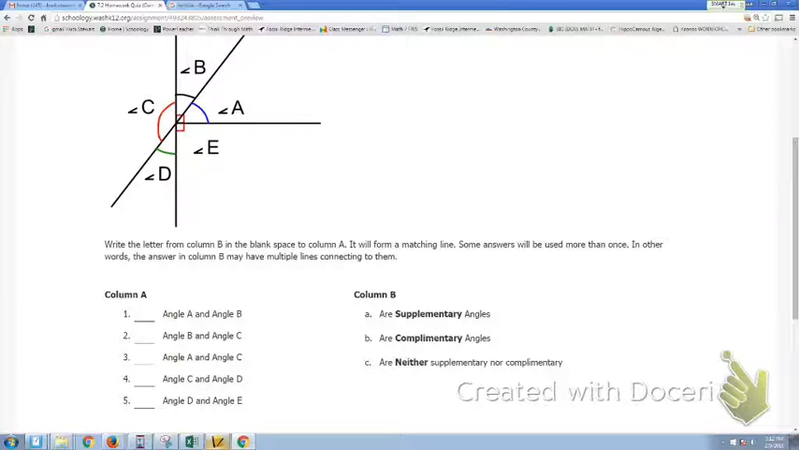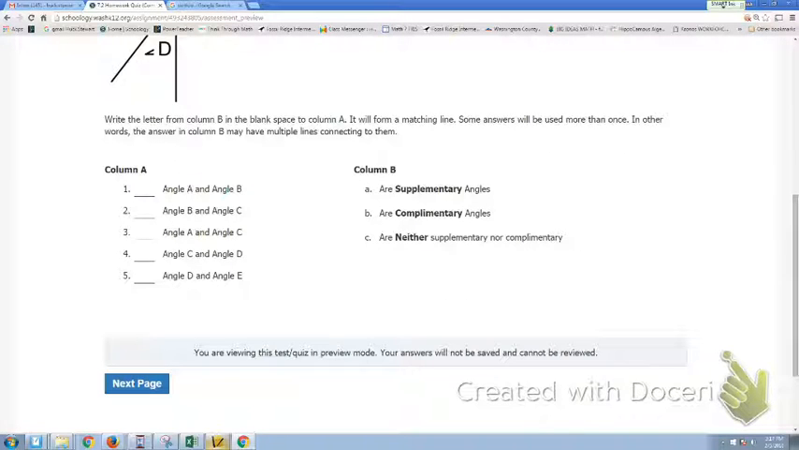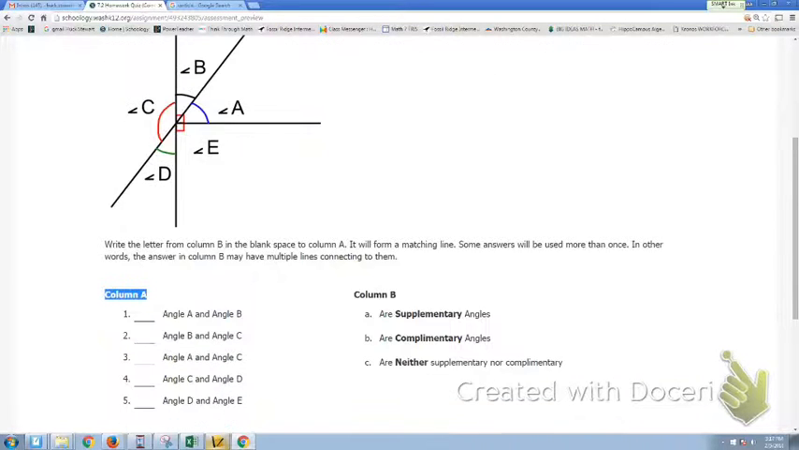Okay. So now what you just need to remember is simply how to answer this question. The idea is to write the letter from column B in the space in column A. It will form a matching line. Some answers will be used more than once. Or in other words, some pairs of angles.